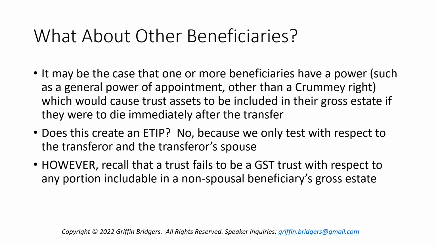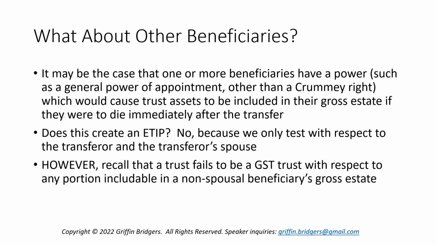But what about other beneficiaries? We just looked at general powers of appointment with respect to the spouse. What if you give another beneficiary who's not the transferor or transferor's spouse a general power of appointment, maybe other than a Crummey right, such that a significant portion of the trust assets might be included in that beneficiary's gross estate if they were to die immediately after the transfer? Well, the big question here is, does that create an ETIP? The answer is no. The ETIP only tests with respect to the transferor and the transferor's spouse.